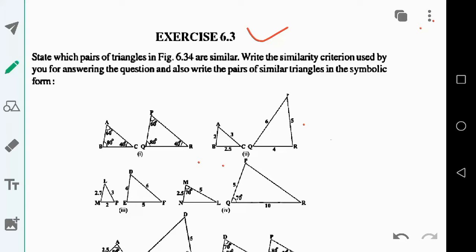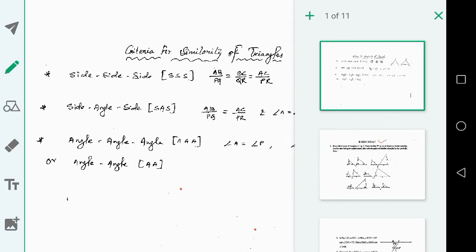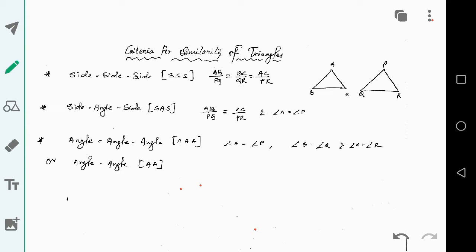In this video, we are going to solve the problems of exercise 6.3 of NCERT textbook of mathematics class 9. Before we solve the problems of this exercise, we must know the criteria of similarity of triangles. Suppose we have two triangles ABC and PQR.